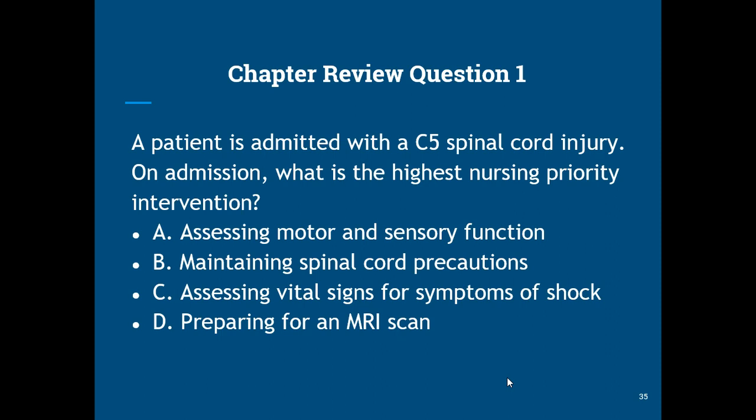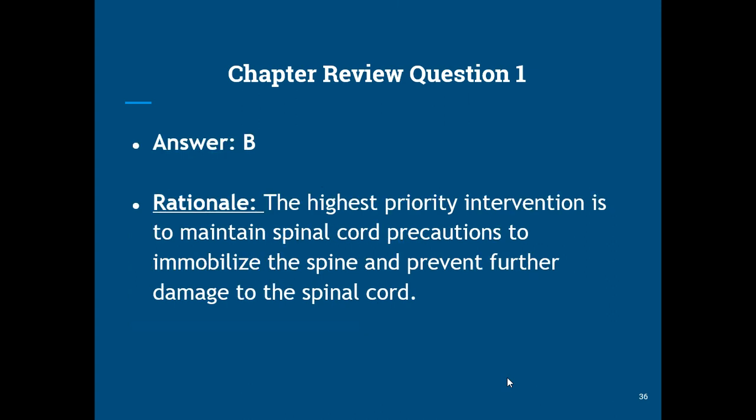A patient is admitted with a C5 spinal cord injury. On admission, what is the highest nursing priority intervention? Assessing motor and sensory function, maintaining spinal cord precautions, assessing vital signs for symptoms of shock, or preparing for an MRI scan? Go ahead and pause and answer. So the answer is B. The highest priority intervention is maintaining spinal cord precautions. We want to immobilize the spine and prevent further injury.